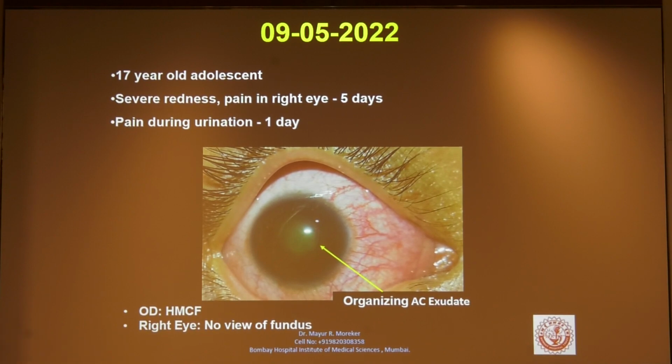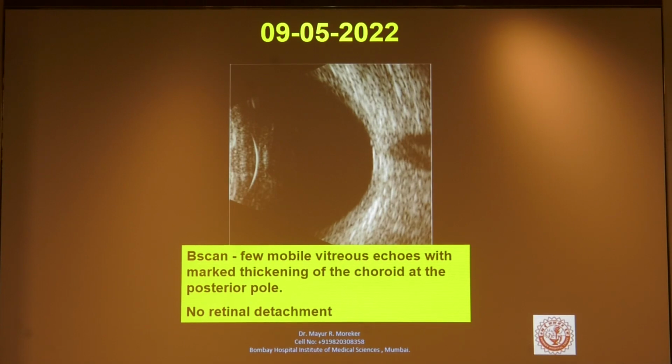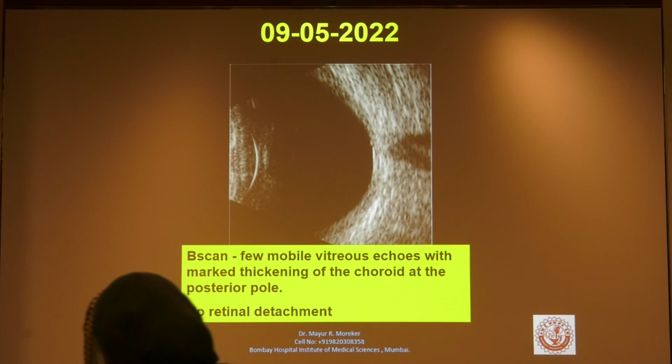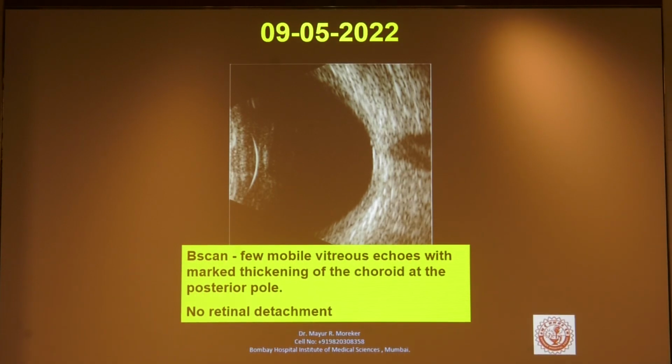The message here is that don't think this is only an anterior uveitis. It's better to ask for a B-scan. The B-scan in this patient showed few mobile vitreous echoes with marked thickening of the choroid at the posterior pole. There was no retinal detachment.